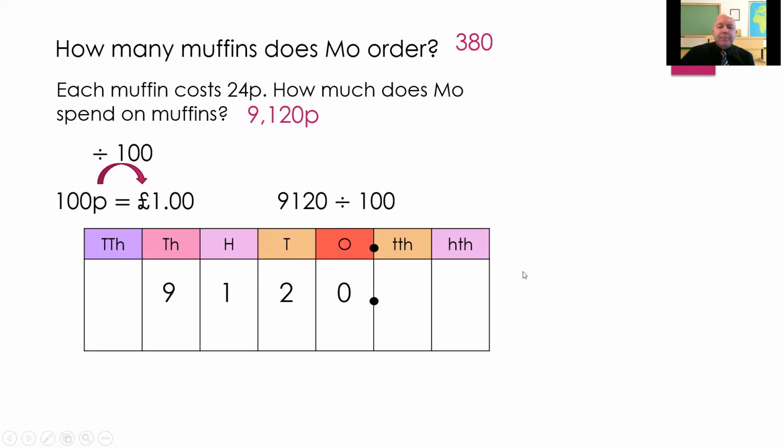So let's do that. The 0 moves into the hundredths column. 2 moves into the tenths column. The 1 moves into the ones. And the 9 moves into the tens. So we've got £91.20.